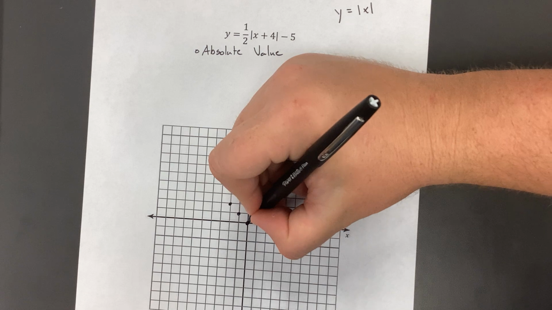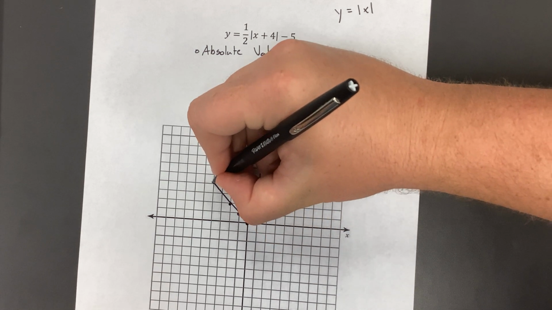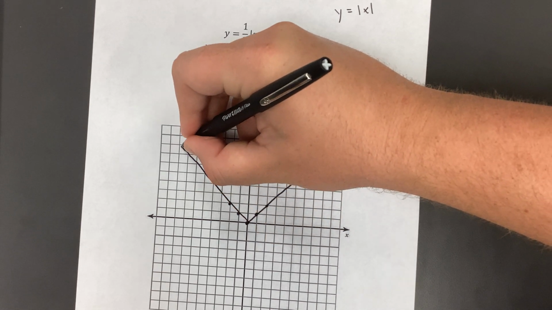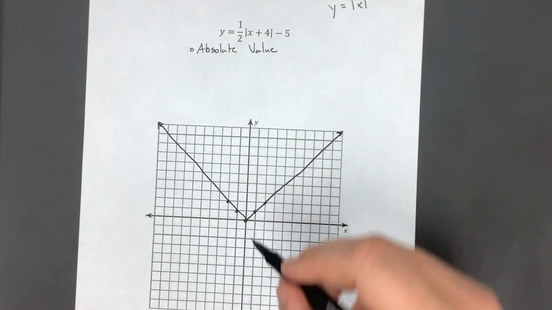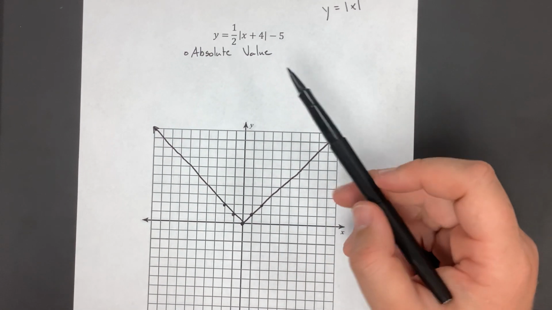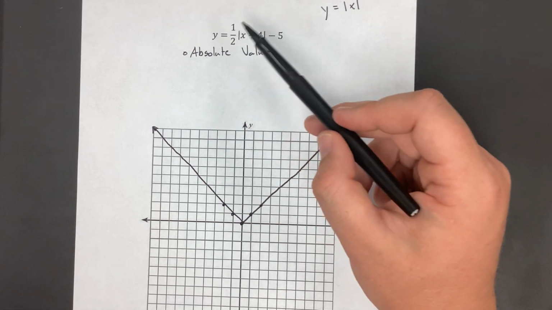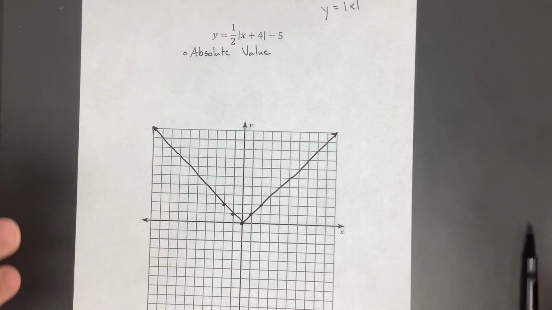Now, you don't have to graph your parent function every single time you do transformations. I'm just doing it now so that we can see how these points get transformed by what we have going on in our equation. Okay.